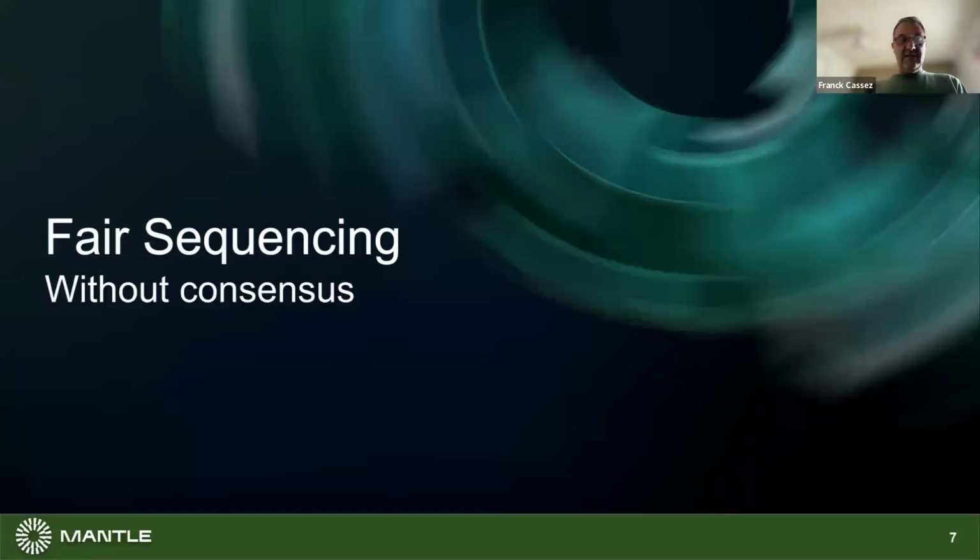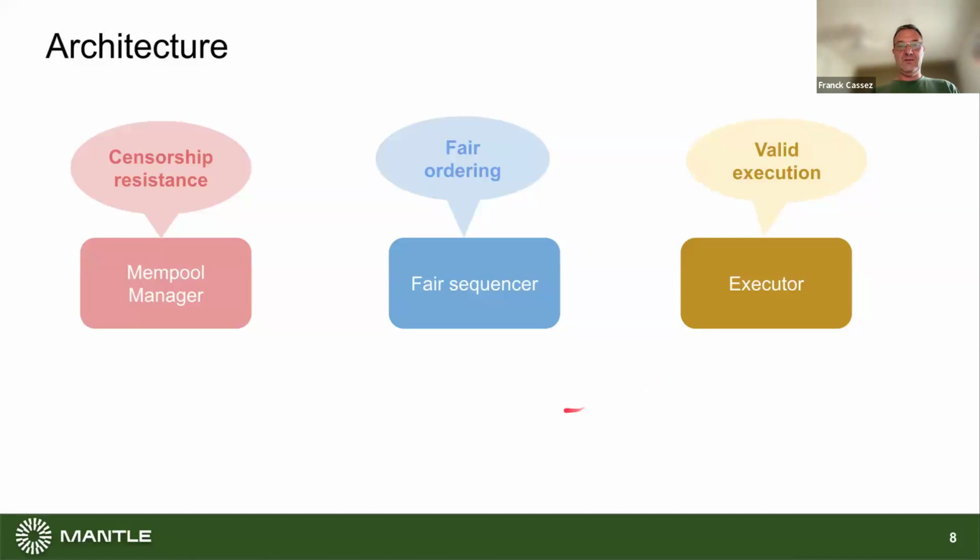So fair sequencing without consensus, that's what we are after. First thing, here is the main architecture of our design. Censorship resistance, we're going to try and tackle it at the level of the mempool manager component. We're going to split our design and our architecture into 3 different steps.